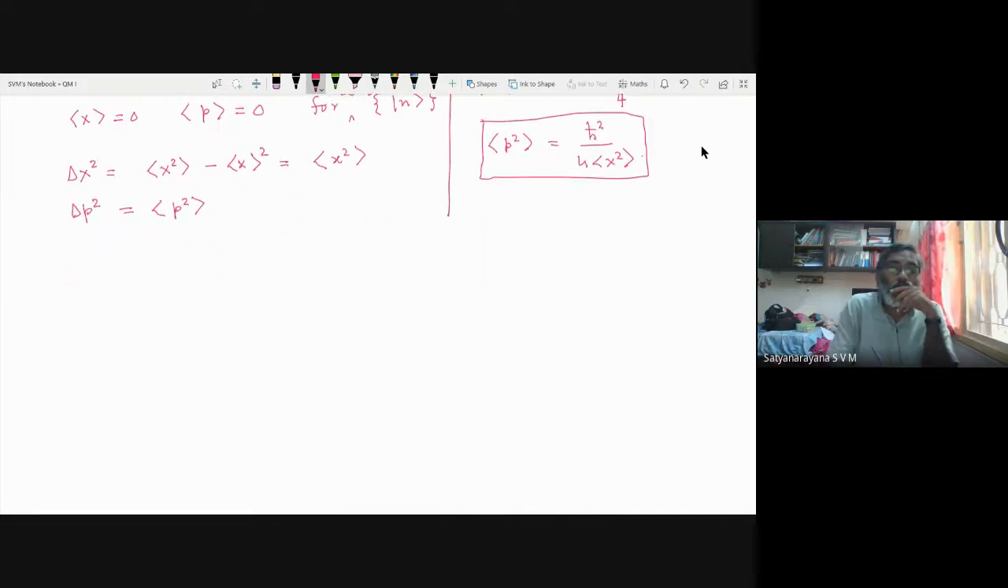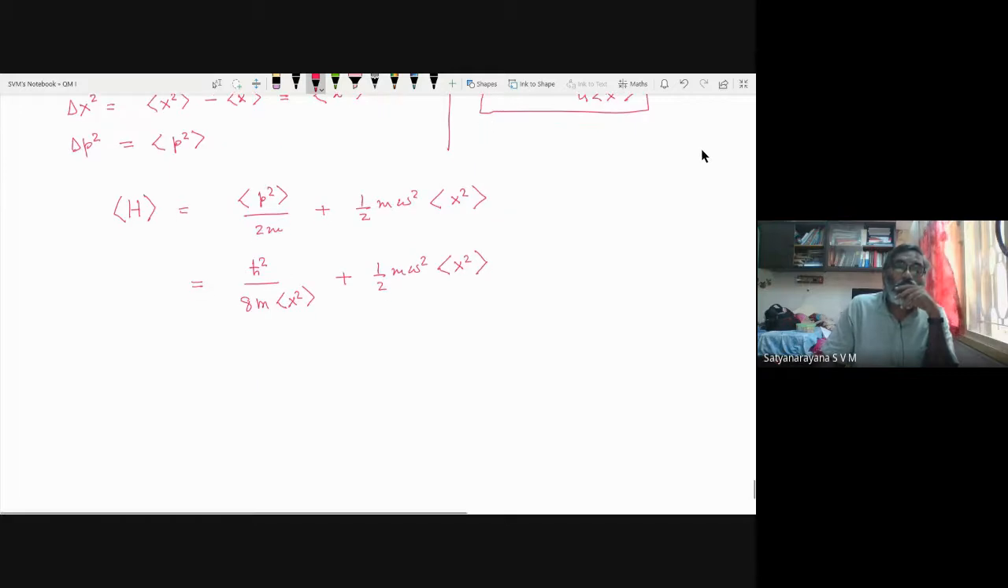Now let us try to look at the average energy. So we have a Hamiltonian. The average energy is equal to average p square by 2m plus half m omega square x square average value. But now you can see this p square can be written in terms of x square using minimum uncertainty. So that will be h bar square by 8m average value of x square plus half m omega square into x square.